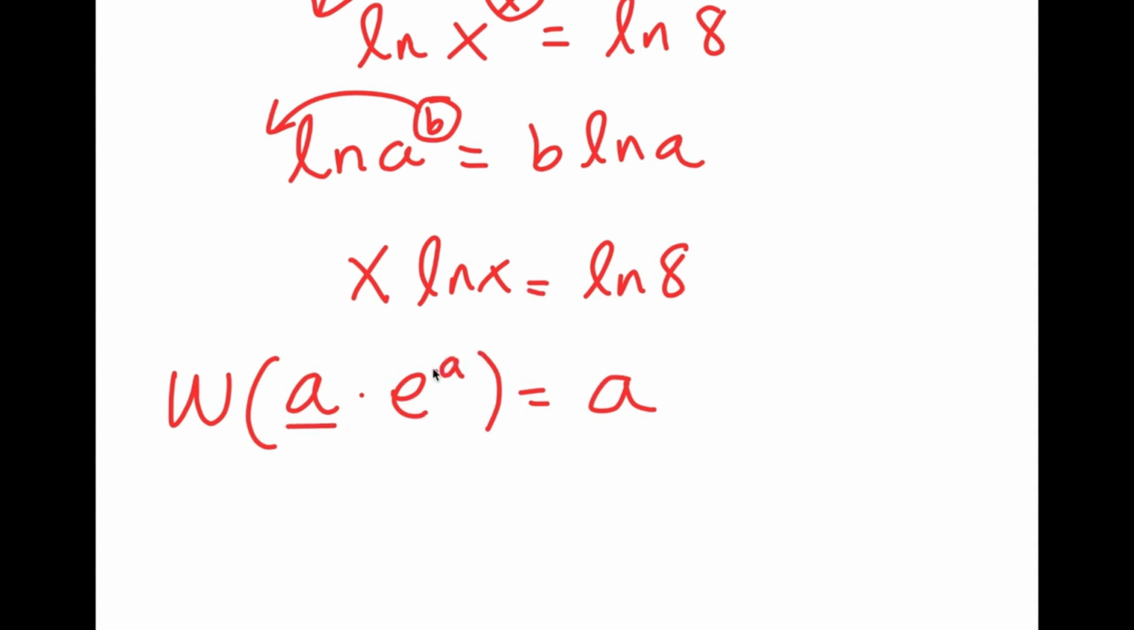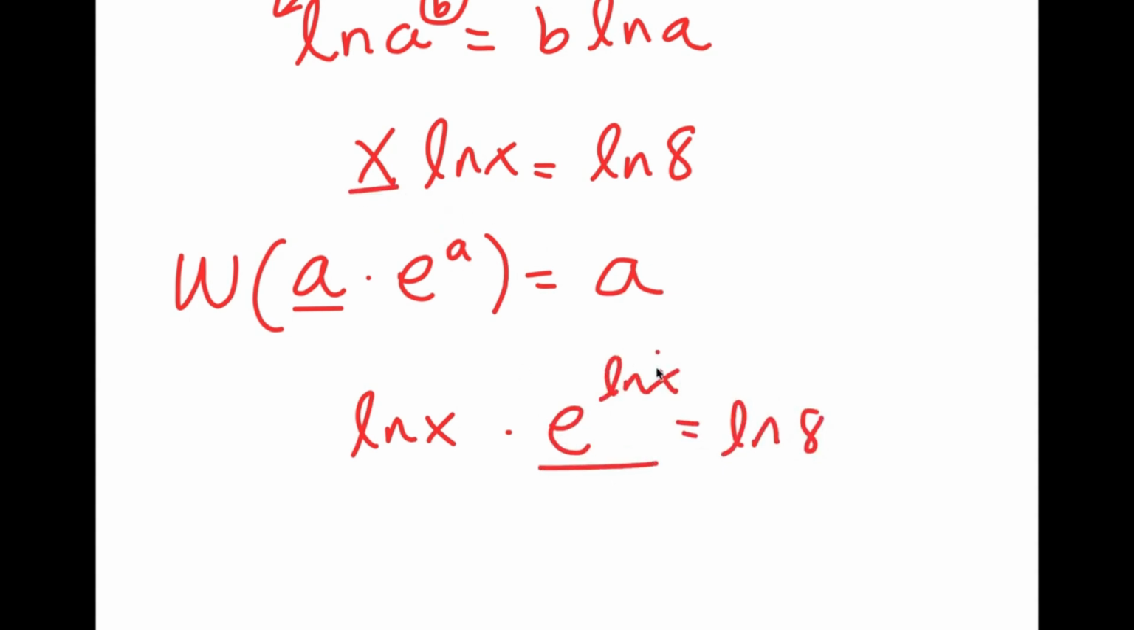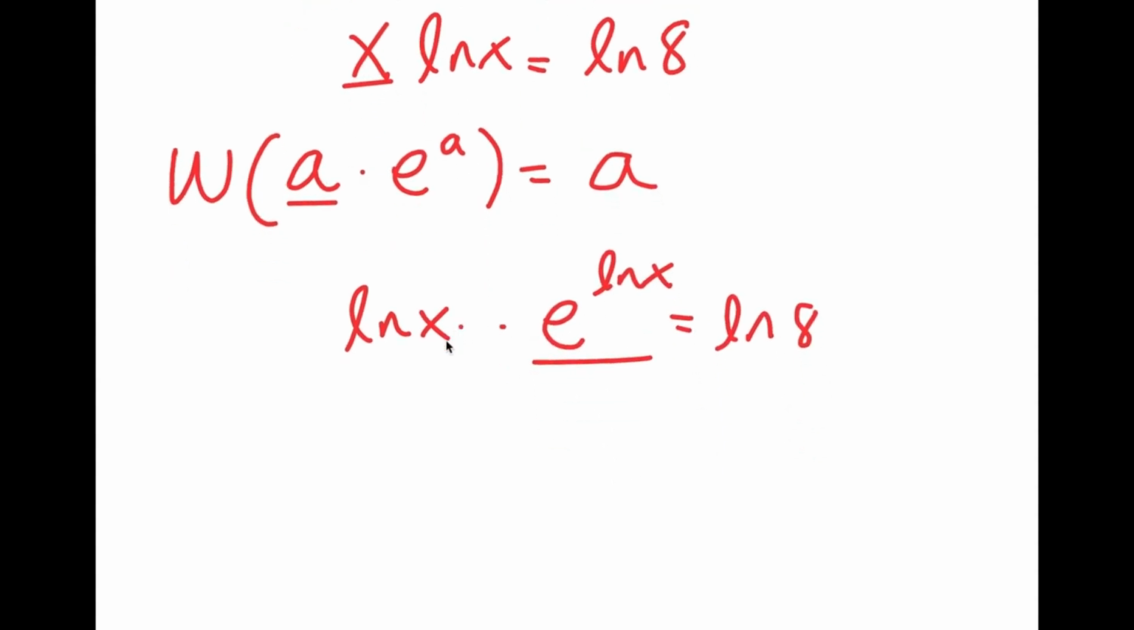So in this case, I'm going to rewrite this as ln x times e to the power of ln x is equal to ln 8, because x is the same thing as e to the power of ln x. So now I can use this formula. So I'm going to take the w on both sides.